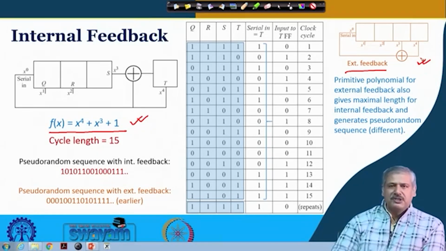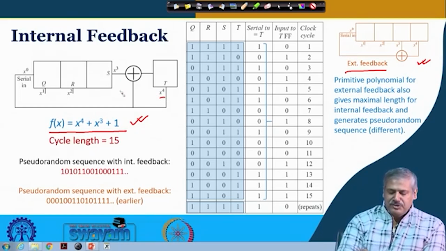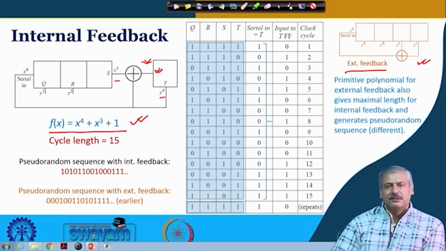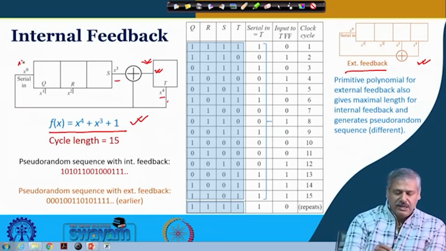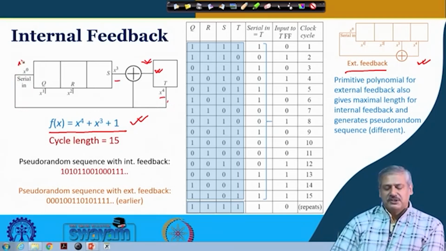So, how would it look like? x to the power 4 and x to the power 3, they are XORed and fed as input to the flip flop over here. And of course, x to the power 4 is coming over here as 1, x to the power 0. So, this is how it would look like with internal feedback.